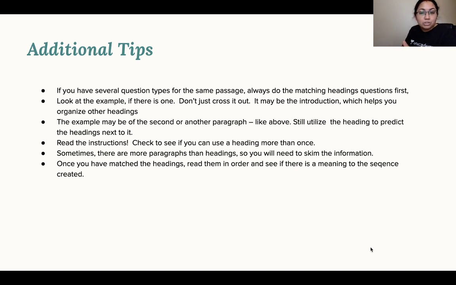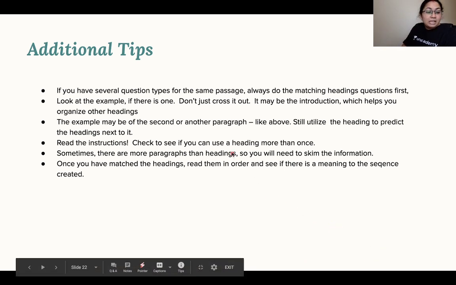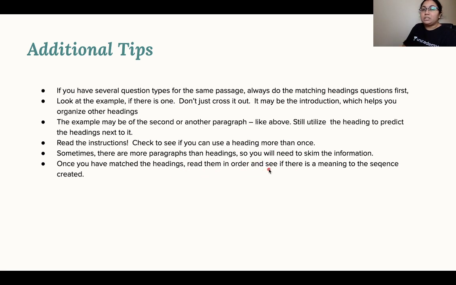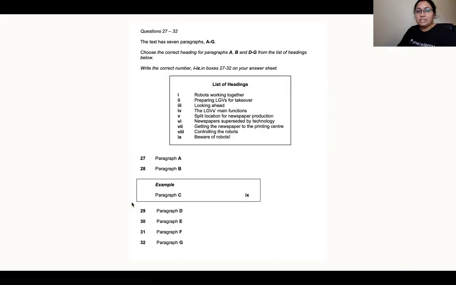Always read the instructions to see if you can use one heading more than once, because usually in this type, yes, they give you the opportunity to use the heading more than once. Sometimes this will help you skim the information, and once you've matched most of it, you will see that a sequence has been created in a few cases. So these are some examples.